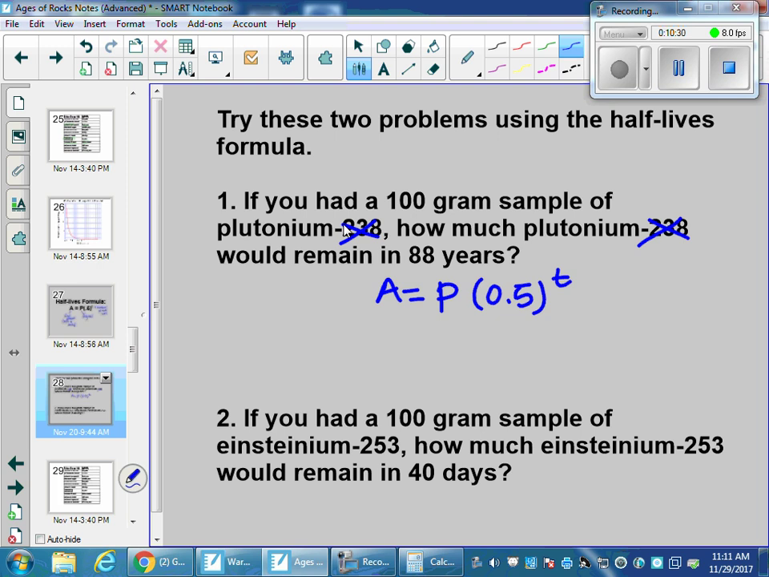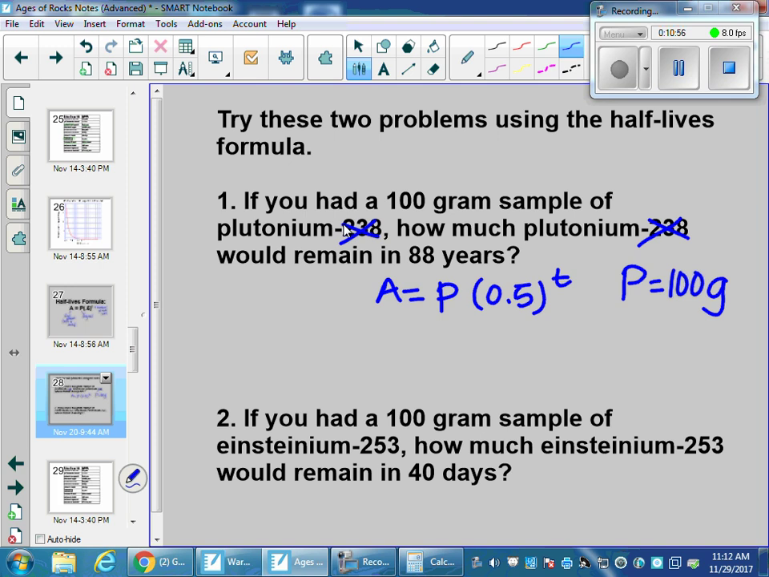Now, it is asking us how much would remain. That would be the final amount, or A, represented here. And it tells us that we start with 100 grams, so that would be P. We know that P is equal to 100 grams. We have to figure out T, though, because T is the number of half-lives. It didn't tell you how many half-lives here. It just told you 88 years.